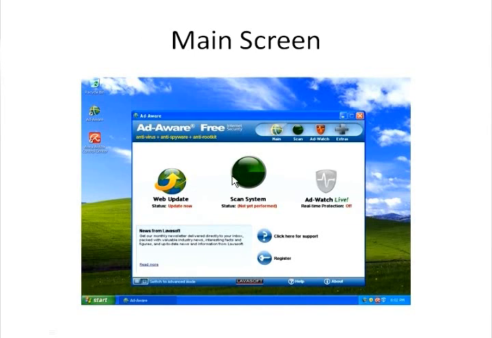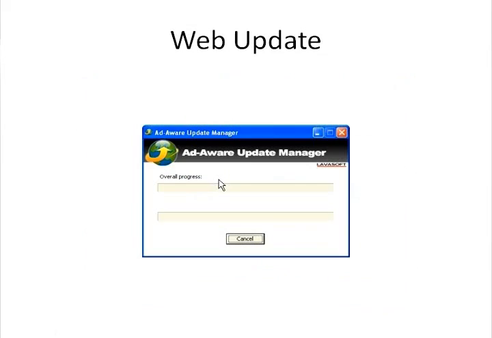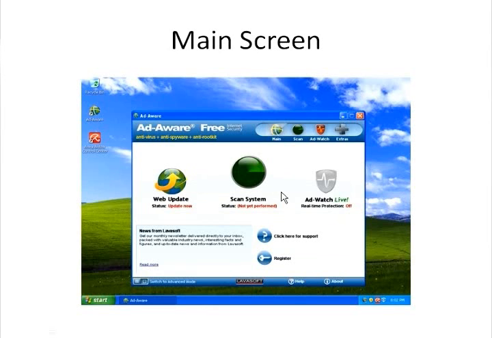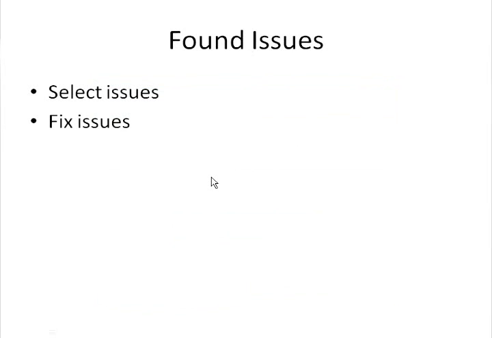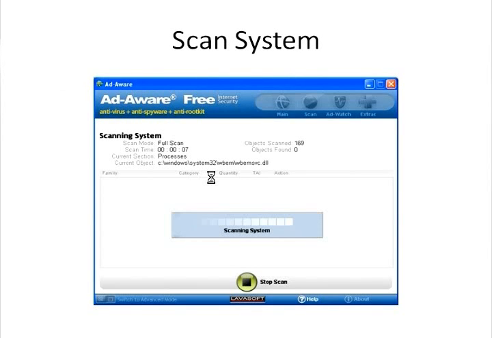And this is the main screen. To do an update, just click here on the web update. It's best to just make sure to do an update each time before you do a scan. Make sure you have the latest software and signature file. So this is the update, and next we'll just do a scan. So click on the scan button, and it'll begin to scan. If it finds any issues, just select the issues and say fix issues. And that's basically it. There's not much more to the software than that.